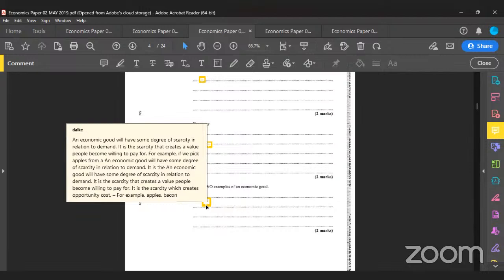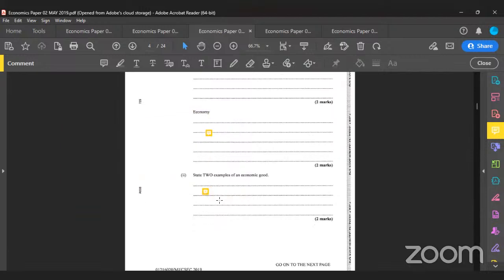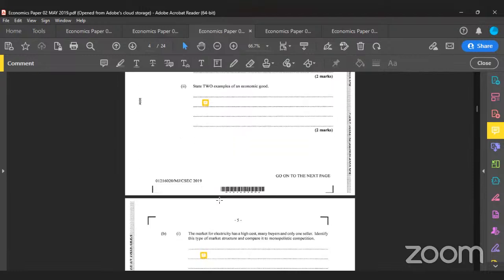So scarcity creates the value. People become willing to pay for the good. Right? So those are some good marks to secure. Not too difficult to secure.